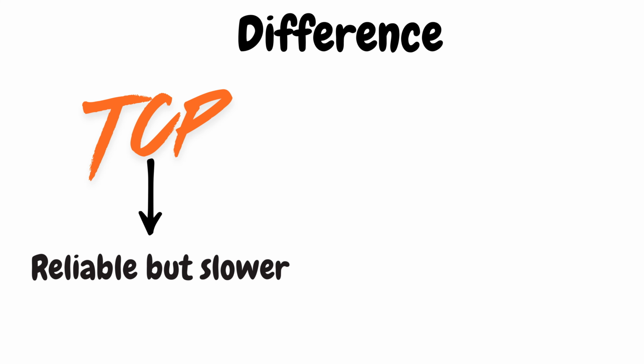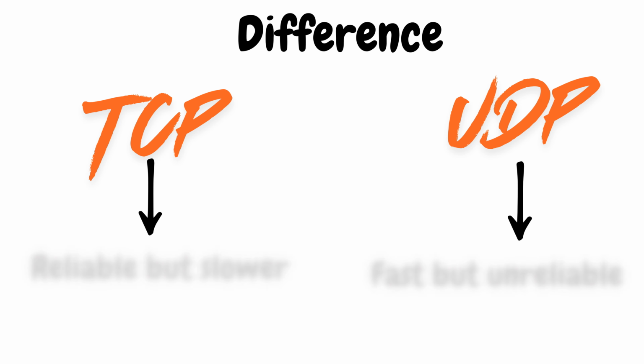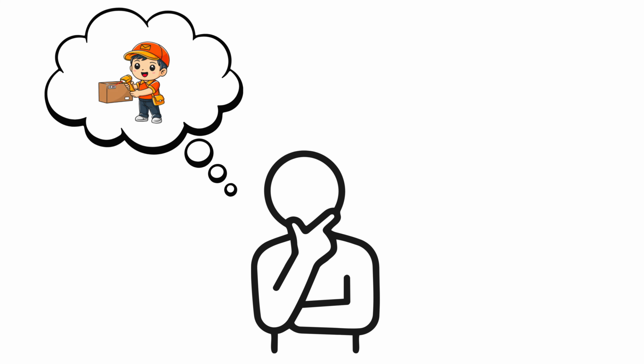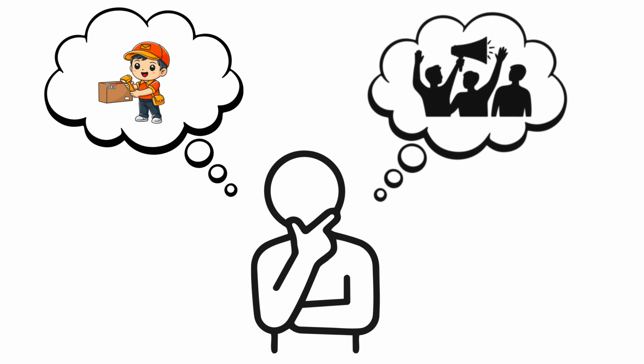Here is the difference. TCP is reliable but slower. UDP is fast but unreliable. TCP checks everything. UDP skips everything. Think of it like this. TCP is like a registered courier service. UDP is like shouting a message in a crowd.